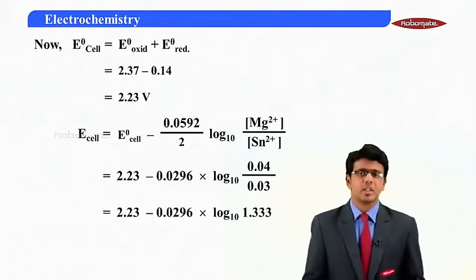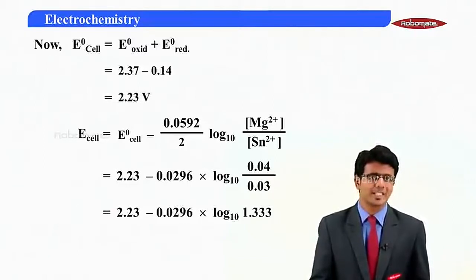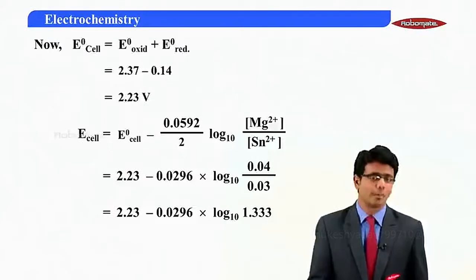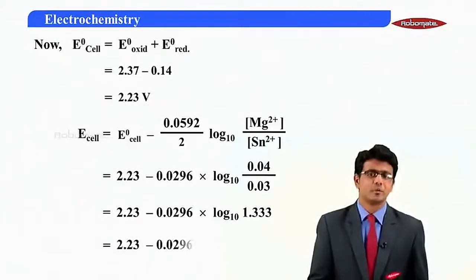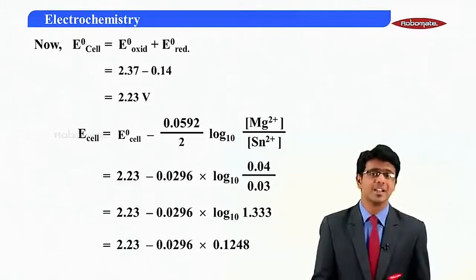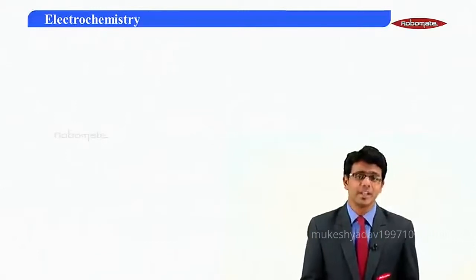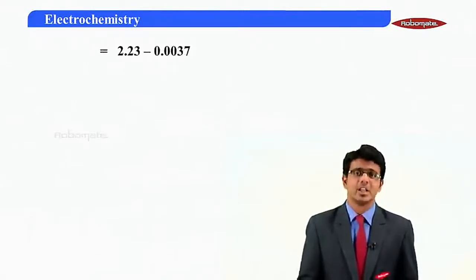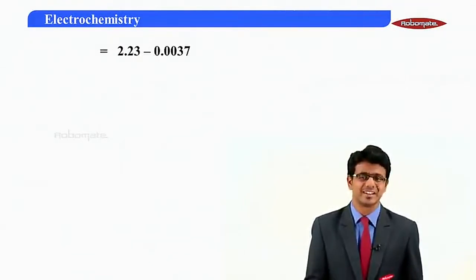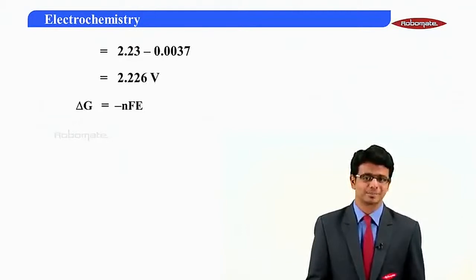So again, here you have 2.23 minus 0.0296 log to the base 10 1.33. So we find the value of log of 1.33 here. So we have 2.23 minus 0.0296 multiplied by 0.1248. So eventually what do we have here is 2.23 minus 0.0037, which gives us the answer as 2.226 volts.